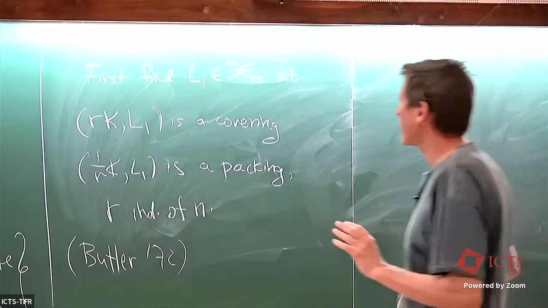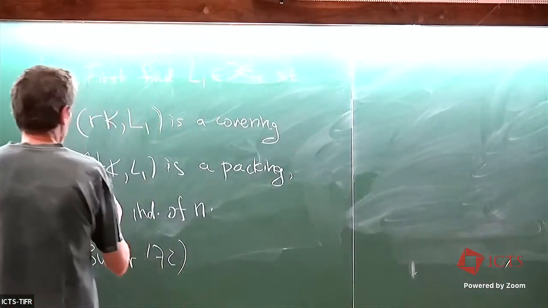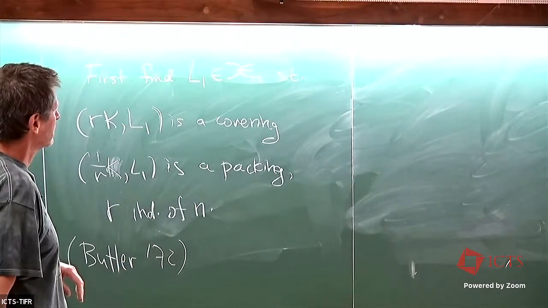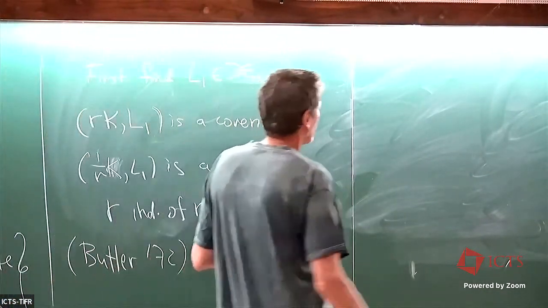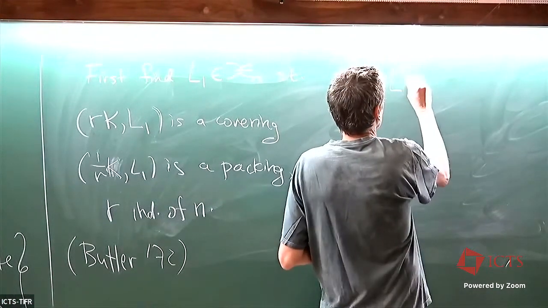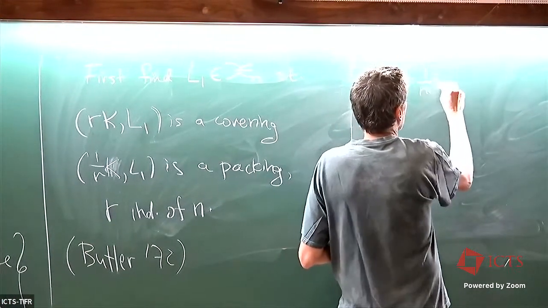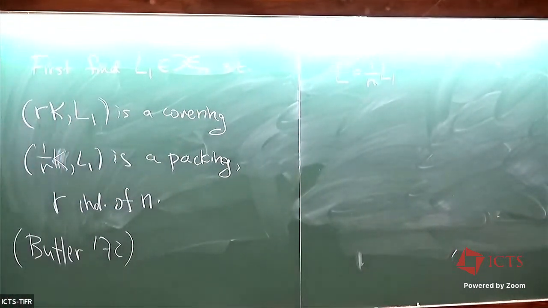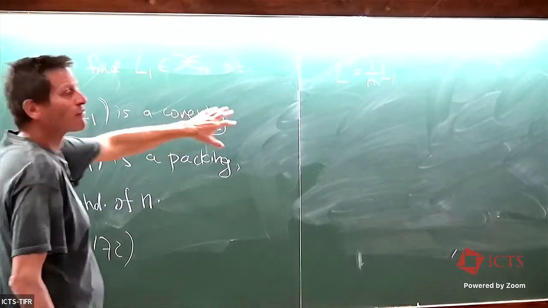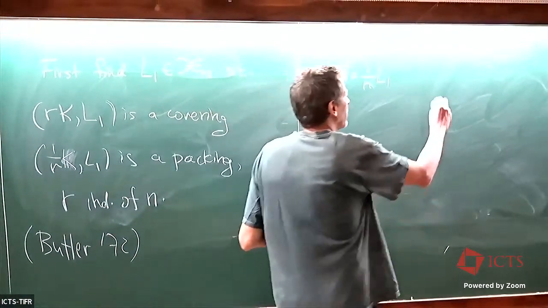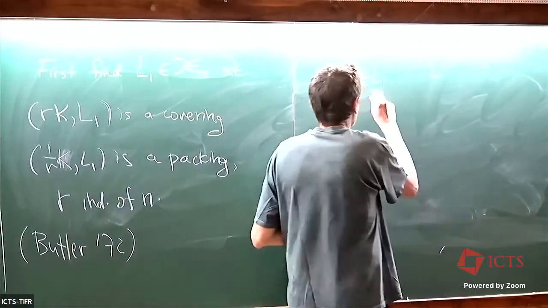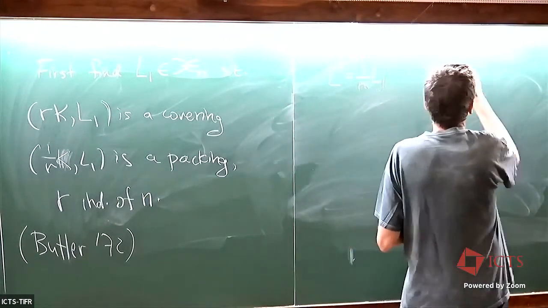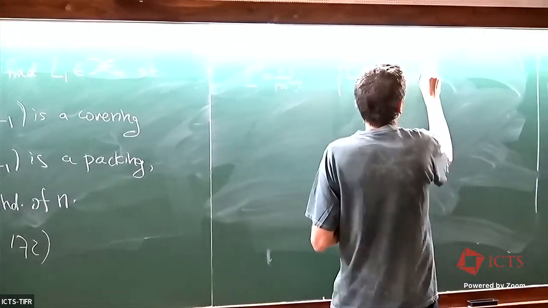This is covering Rn. Now what I'm going to do is define L prime to be 1 over n L1. So L prime is going to be a fine mesh, a very, very fine mesh. L1 is a sublattice of L prime, and L prime over L1 contains n to the n points.